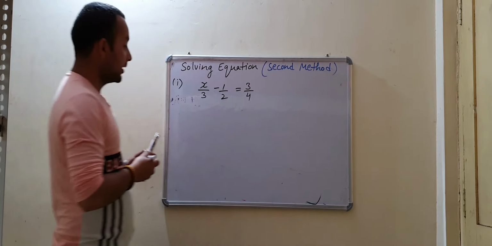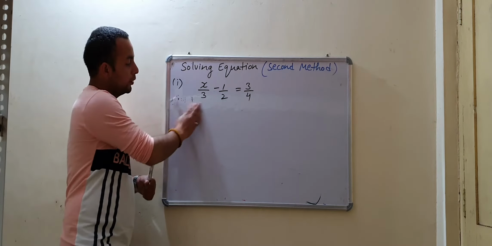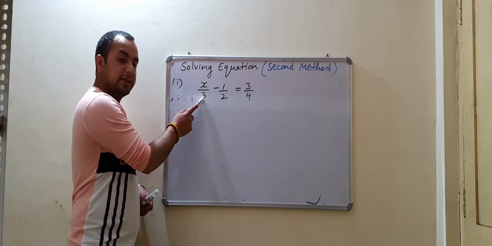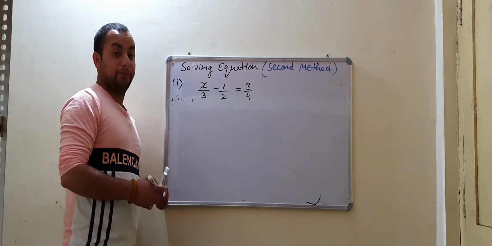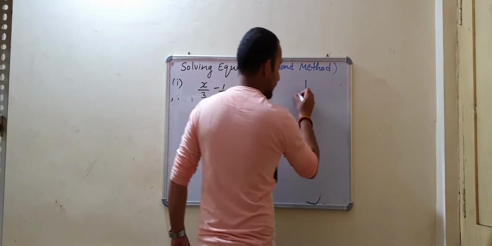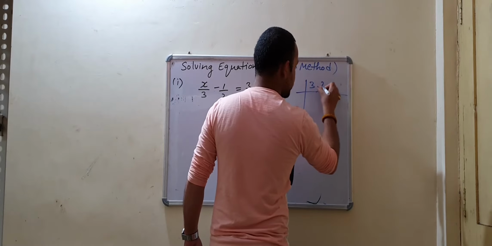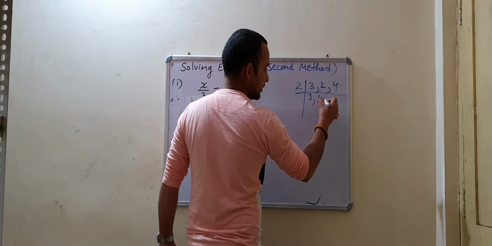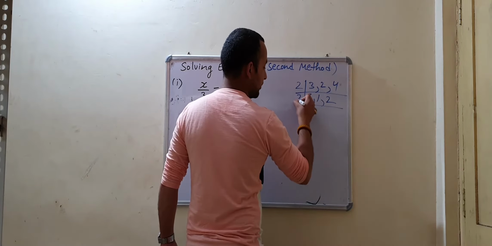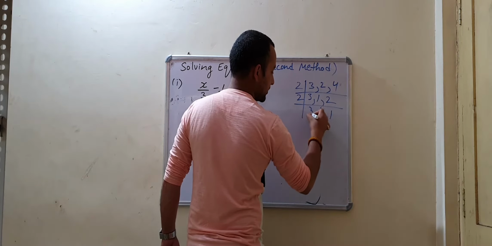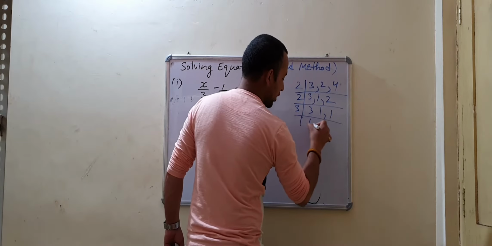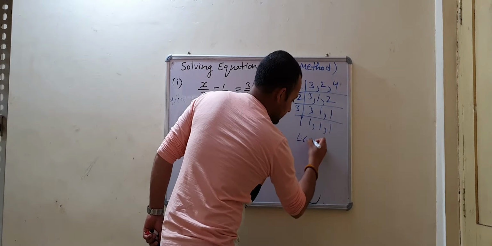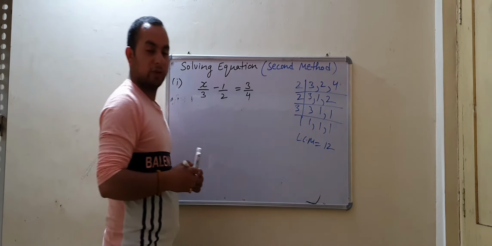Okay, the second method. First of all, we are going to check the LCM, right? Means denominator. Here the denominator is 3, here it is 2, here it is 4. So we will take the LCM of 3, 2 and 4. With the prime number 2, 3 as it is, 2 1s are 2, 2 2s are 4. Again with the prime number 2, 2 1s are 2, 1 as it is, 3 as it is. With the prime number 3, 1 1 1. 2 2s are 4, 4 3s are 12. So the LCM is 12.